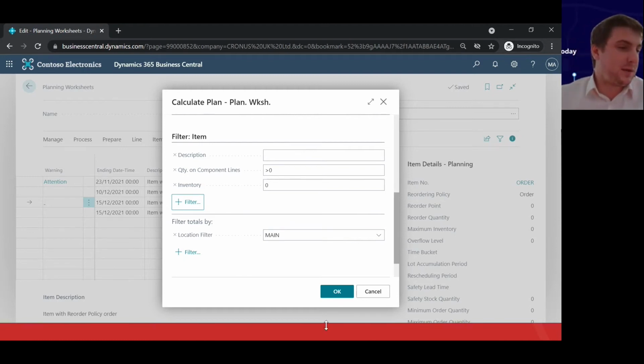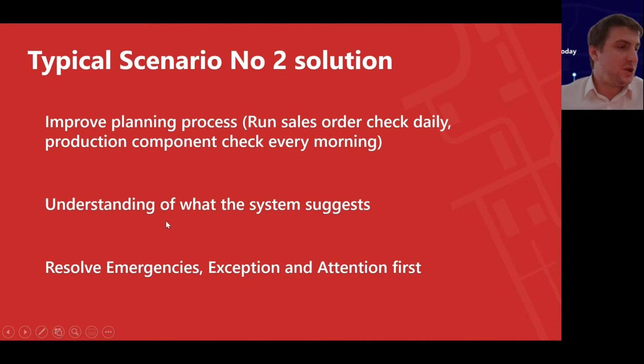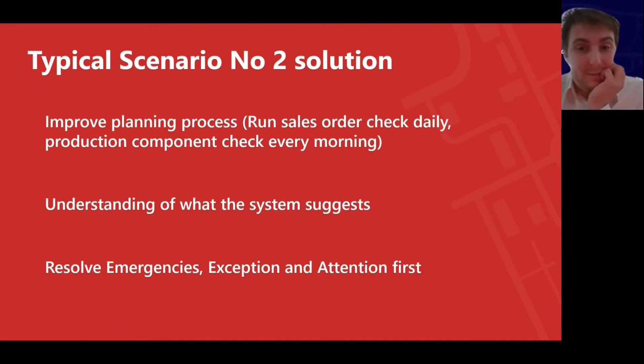Okay, so what else can we do? The key thing is understanding what the system is suggesting. What I hear constantly from many people who use the system is: we don't understand what the system is trying to tell us. And that's the key thing, where it should be the other way around. We should understand the system and modify or tweak the configuration to follow our expectations.